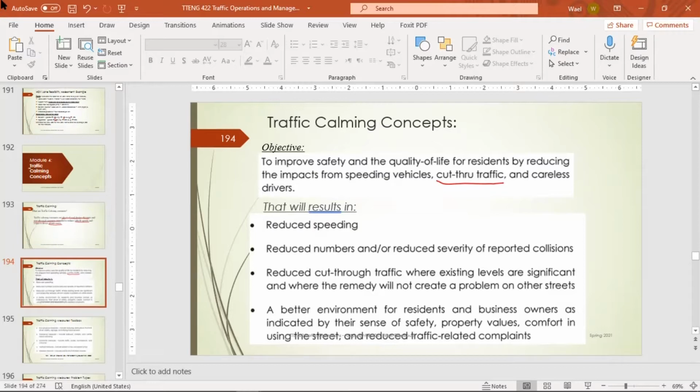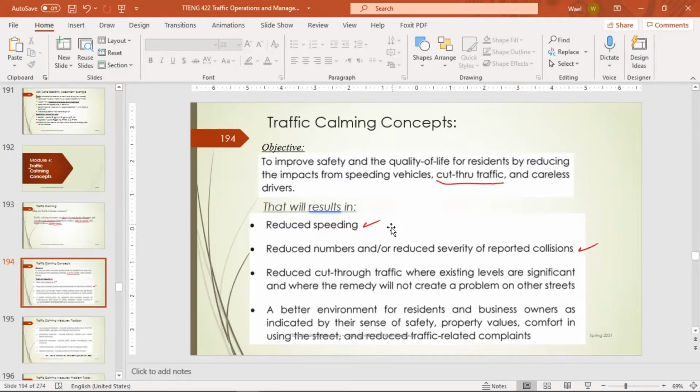So what will this result in? It will result in reduced speed, reduced number and reduced severity of reported collisions, reduced cut-through traffic where existing levels are significant and where the remedy will not create a problem on other streets. A better environment for residents and business owners as indicated by their sense of safety, property value, and comfort in using the street.